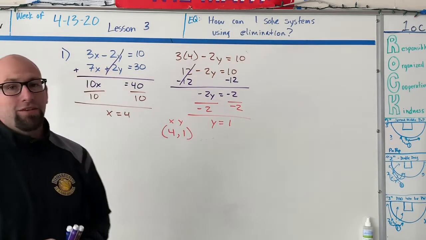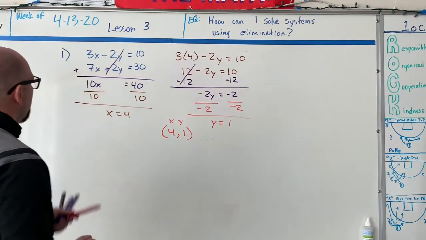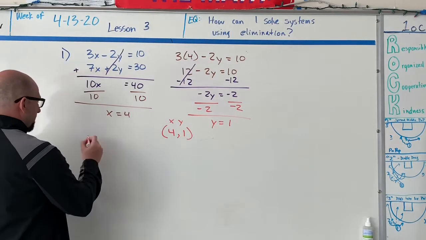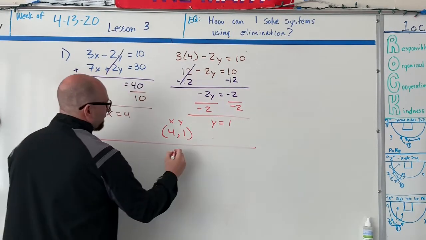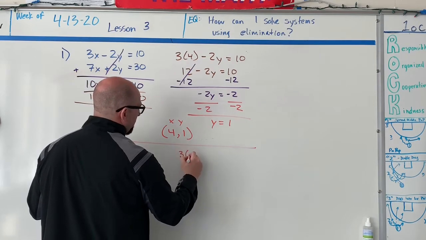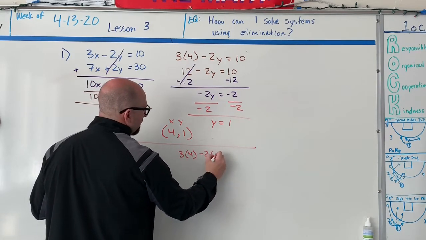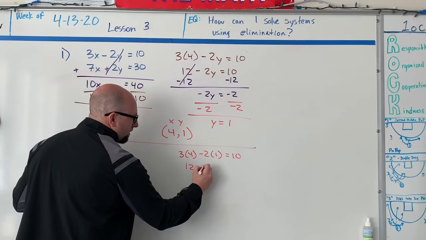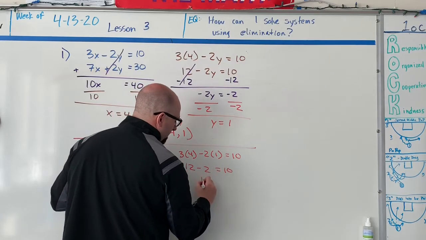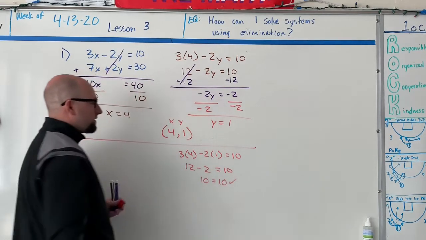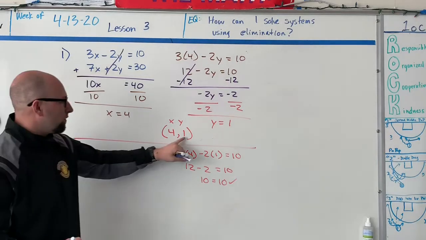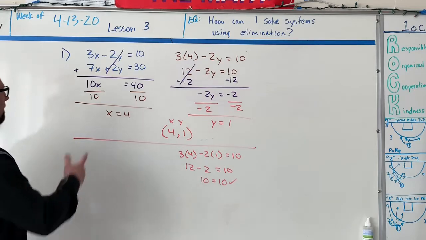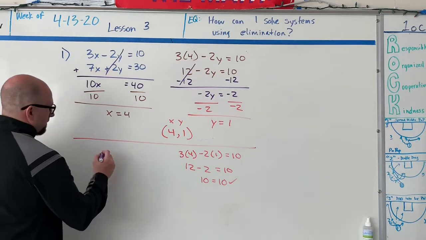So I need to verify that. The way I verify it is I'll take both of these equations and plug that in. Okay, let's do it real quick. We'll verify. We've got 3 times 4 minus 2 times 1 equals 10. So that's 12 minus 2 equals 10. 10 equals 10. That's correct. So I just plugged 4 and 1 in for x and y. It's verified. Over here, do the same thing.